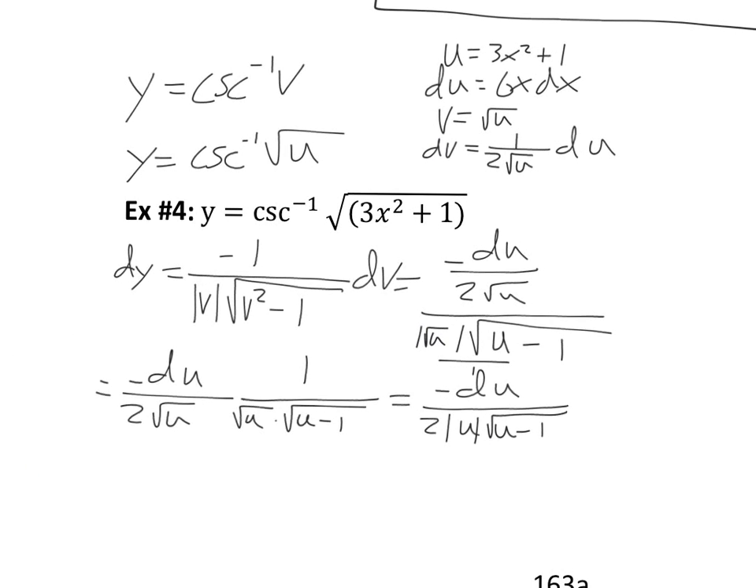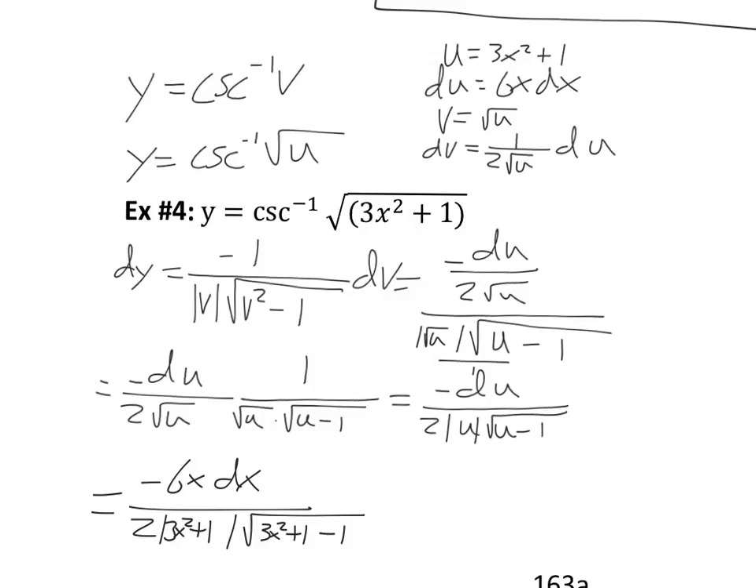So we get 3x squared plus 1. So negative du is negative 6x dx over 2, absolute value. My u is 3x squared plus 1. And then I'm going to say the square root, again, of 3x squared plus 1, and then minus 1. And you can see there's still some more simplification that we could do here. So I'm going to do that.